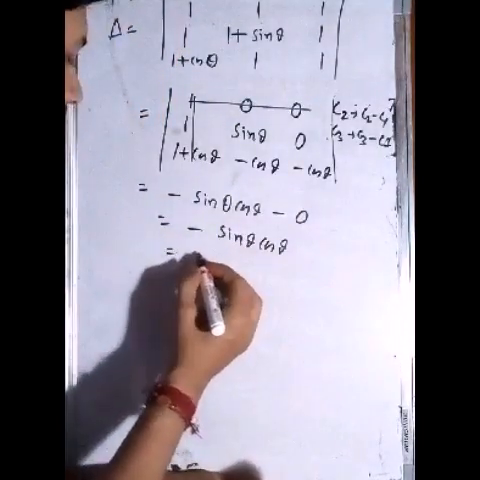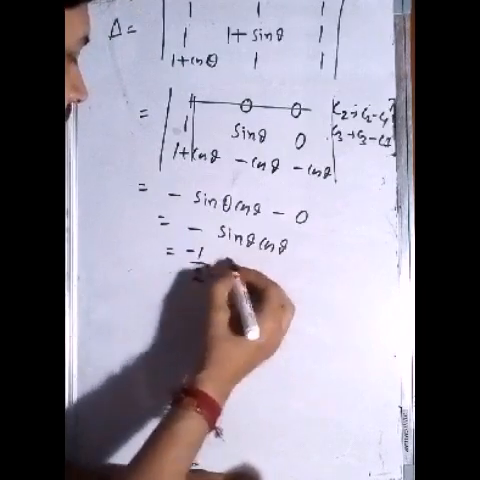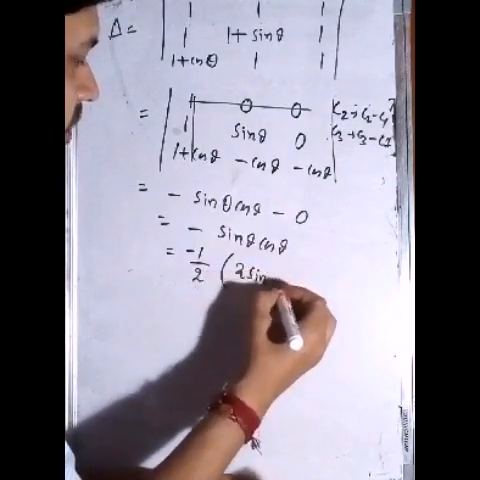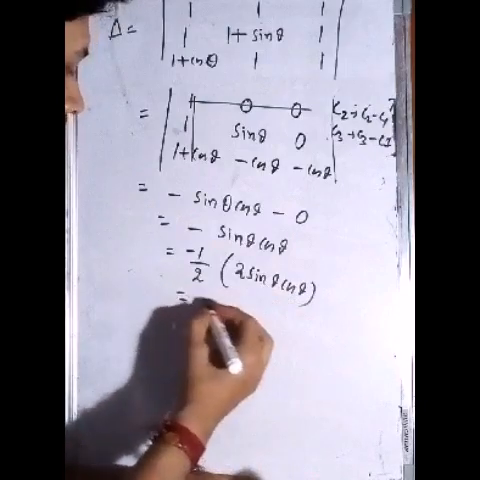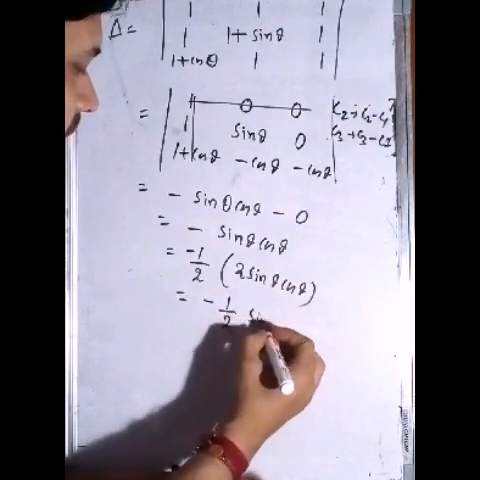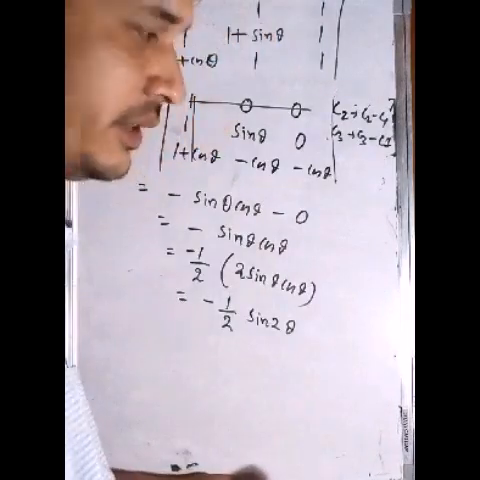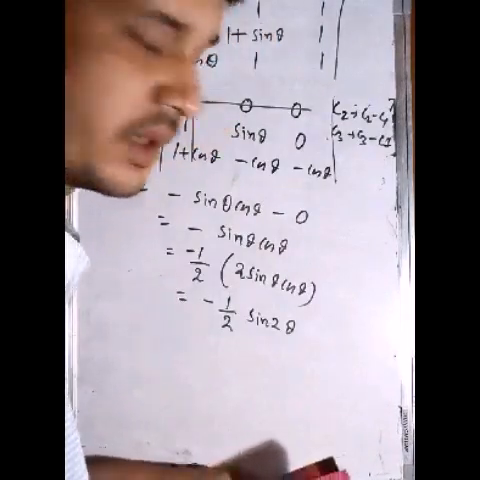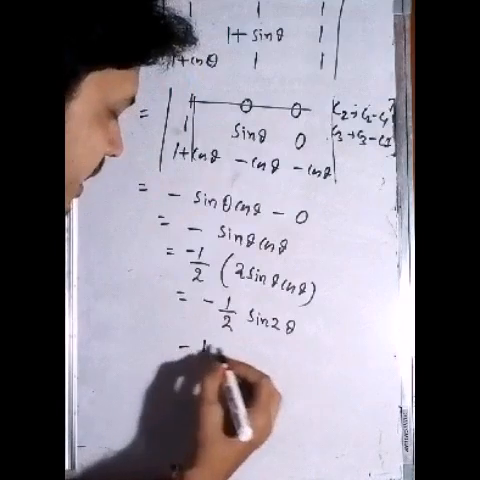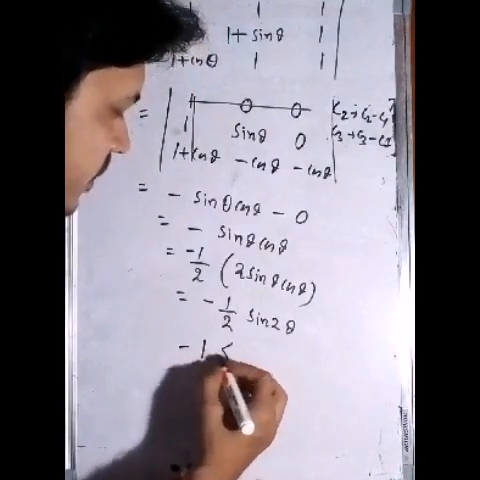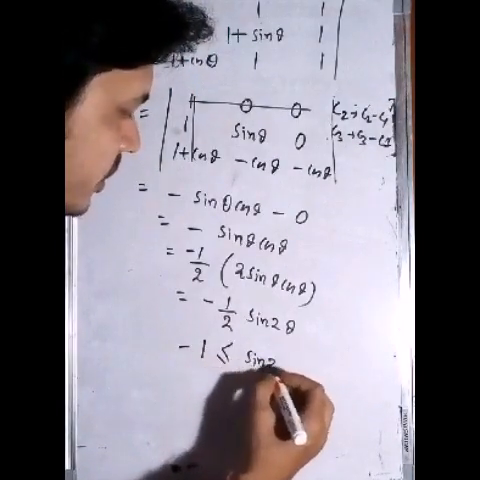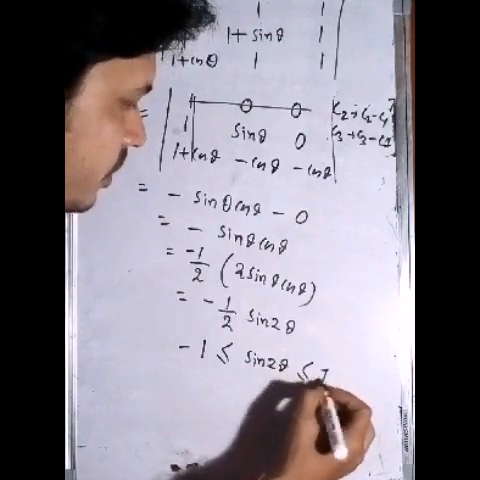So this value we can write as minus half, then we get 2 sine theta cos theta. This is equal to minus half sine 2 theta. Now we know the range of sine 2 theta. The range of any sine function is -1 to +1. So -1 is less than or equal to sine 2 theta, less than or equal to 1.